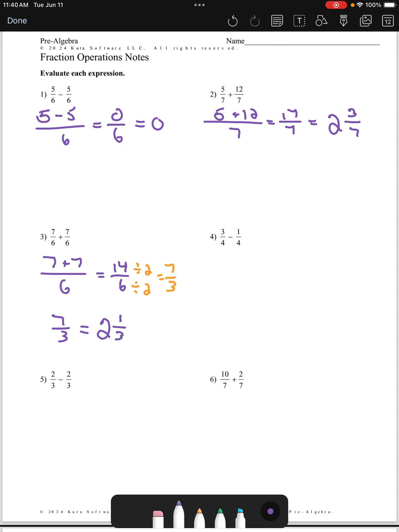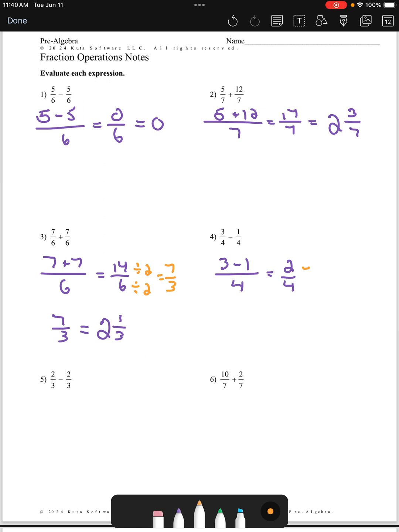So how many times can we take 3 away from 7? Well, we can do that twice. 2 3s have a value of 6. What's left when you take 6 away from 7? 1. So we have a final answer of 2 1/3.